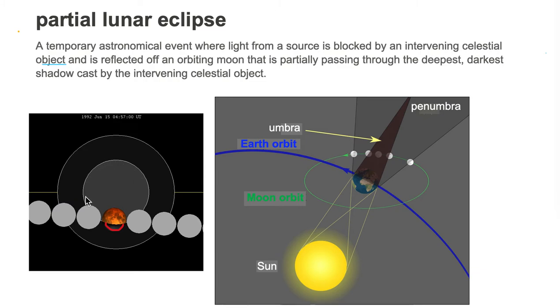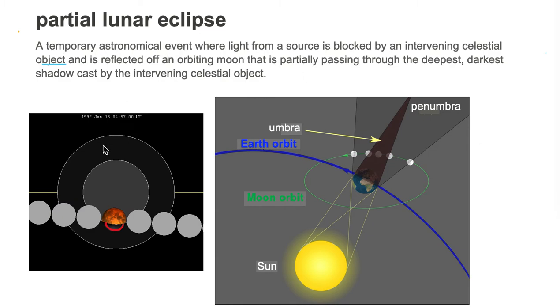Here we have the umbra portion of the deepest, darkest shadow cast by the Earth, and this is the penumbra portion. When the moon, meaning Earth's moon, is passing partially through the umbra and the penumbra, we see the umbra portion of sunlight reflected off the moon by a viewer or a telescope on the nighttime side of the Earth. So let's go take a look at a sketch of the objects involved in this partial lunar eclipse.